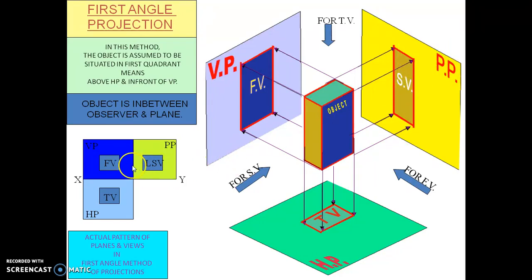And we are drawing front view above XY line, top view below XY line. And here you can see LSV, left side view on the right side of front view. Left side view on the right side of the front view. Exact right side, exact below. Clear? Yeah.